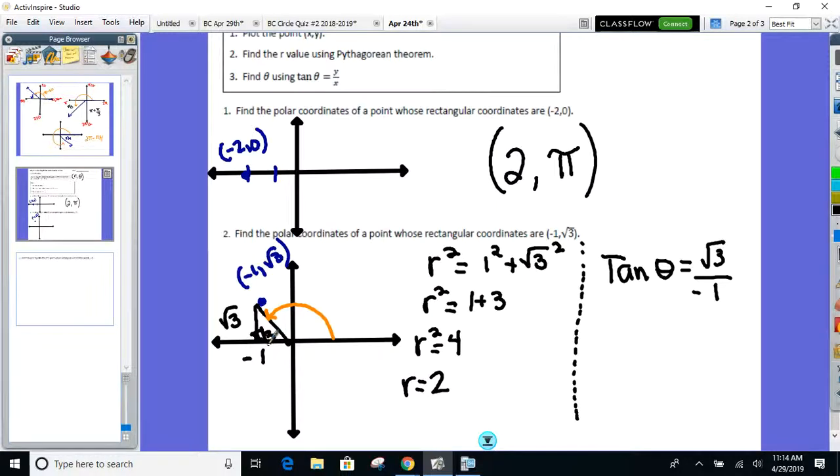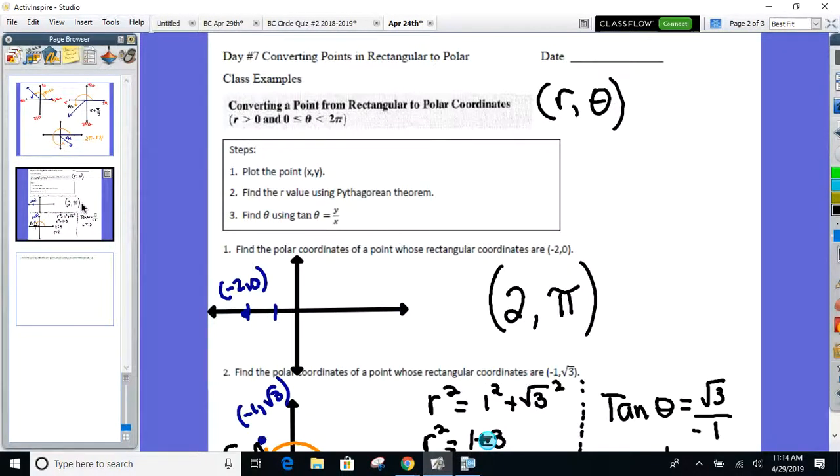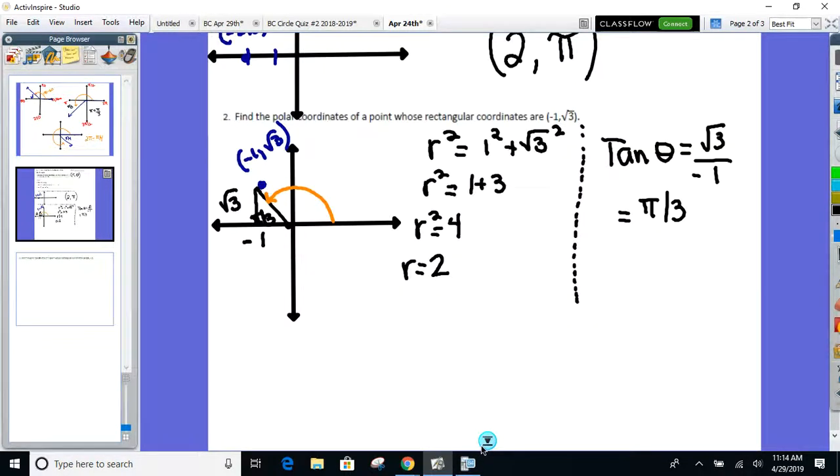So how can you find that r value now? I'm sorry, the theta value. So this is equal to pi over 3. How do you find the whole angle now? This is what we did up here. How do we find that whole angle? We did 180, but it's in radians, so pi minus pi over 3. You guys told me you were comfortable doing that.